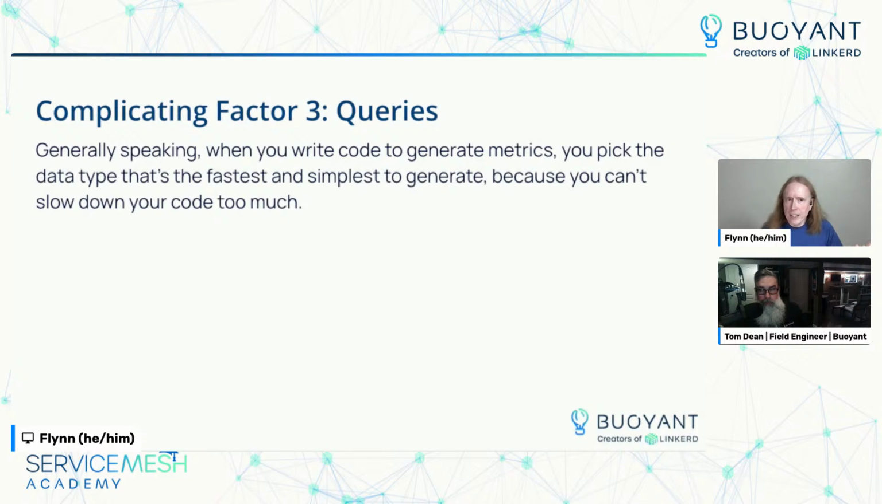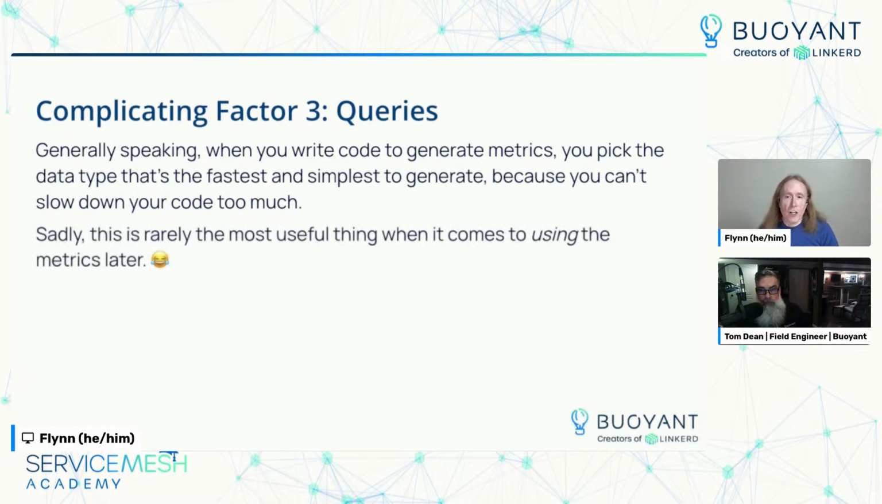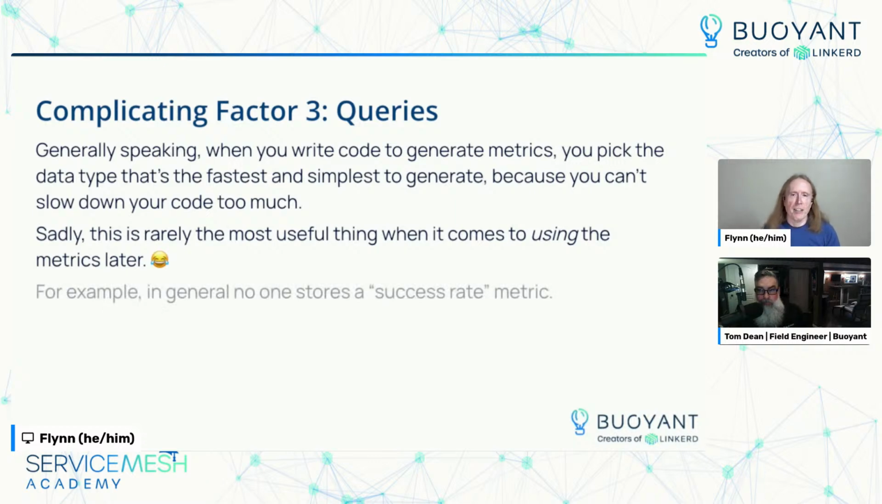If it takes Linkerd an extra 10 milliseconds for every HTTP request to update the metrics, no one will be happy. So, unfortunately, the type of thing that is easy to generate is almost never the type of thing you want to use as a user. This is just Murphy's law alive and well, you know?